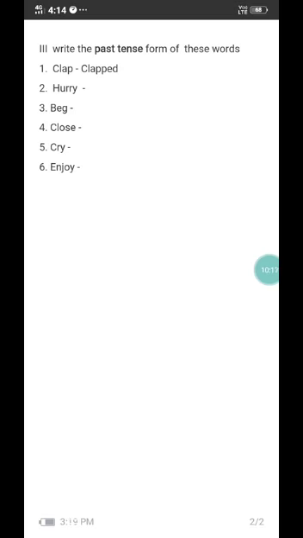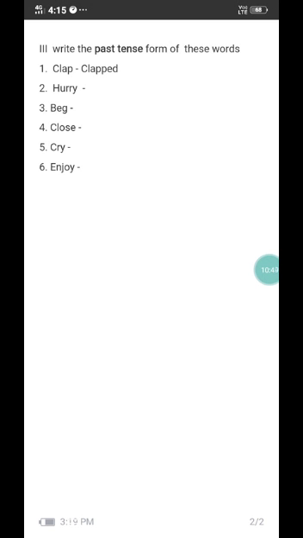Third bit, write the past tense form of these words. We have already discussed these past tense forms, right? First one I have done for you, clap. So the past tense form of clap is clapped. Here the word has ended with a consonant letter, right? So you need to add one more consonant and add ed to convert it into the past tense form. So that is the reason we have added one more p and added ed.